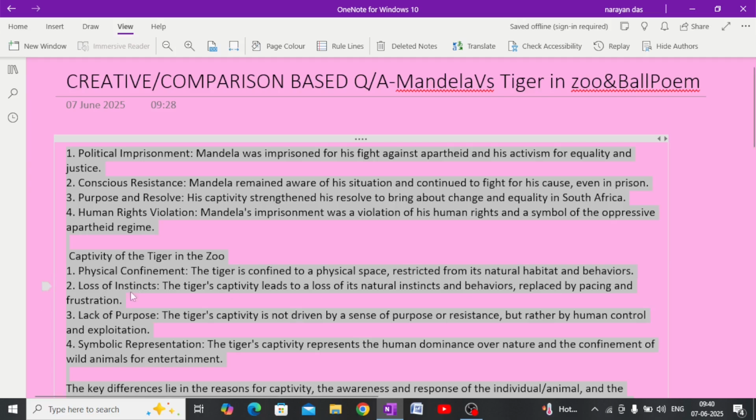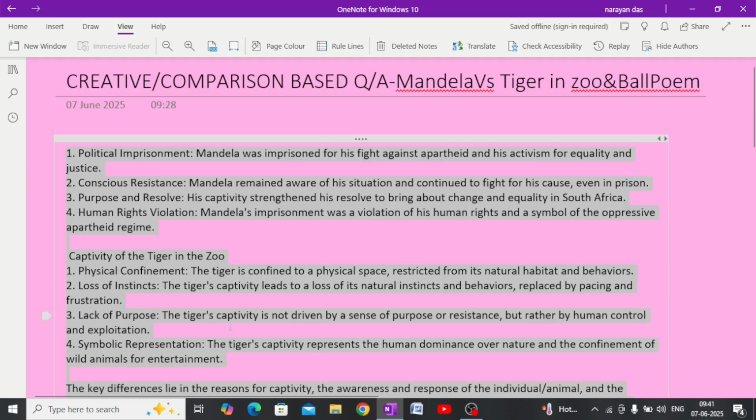Number 2, loss of instinct. This is very important, students. The tiger's captivity leads to a loss of natural instincts and behaviors, replaced by pacing and frustration. When the tiger was in the jungle, he followed his natural instinct, that is growling, showing his teeth, running after the prey and catching it, etc. But when he is locked in the narrow and small concrete cell, he loses this natural instinct and he is just pacing a few steps up and down the length of the concrete cell, and he does not have anger or ferocious reactive actions against the visitors who are coming near to see him.